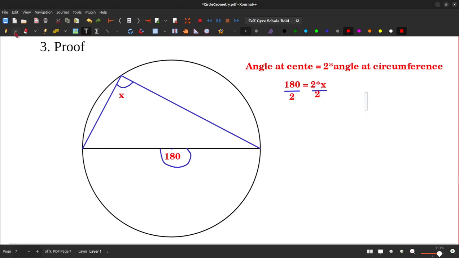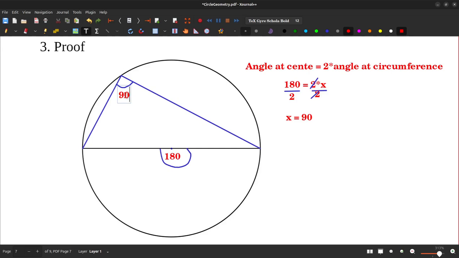On the right, the 2's are going to cancel out, and you will be left with x equals 180 divided by 2. It's nothing but 90 degrees, which means our theorem, the angle at the center being twice the angle on the circumference, is proving for us that this angle here is actually 90 degrees, because the angle at the center is 180 and the angle on the circumference should be half of that, so that's 90 degrees.